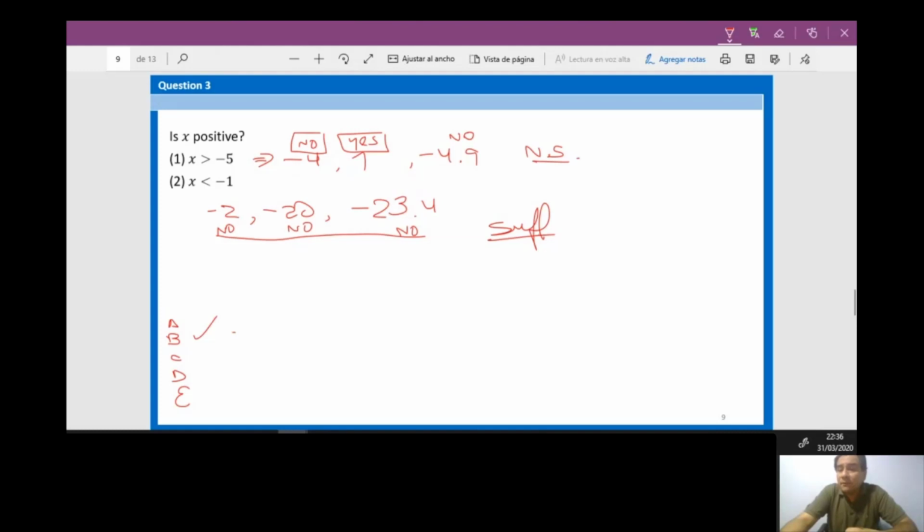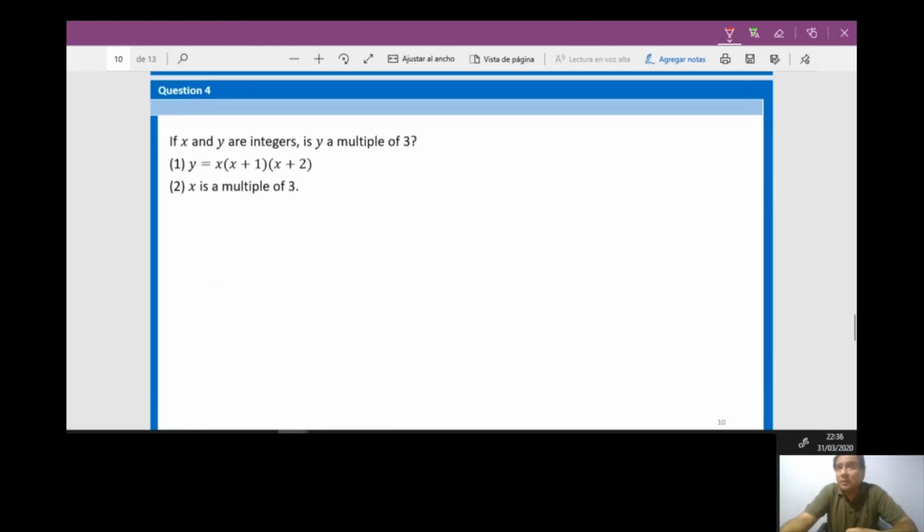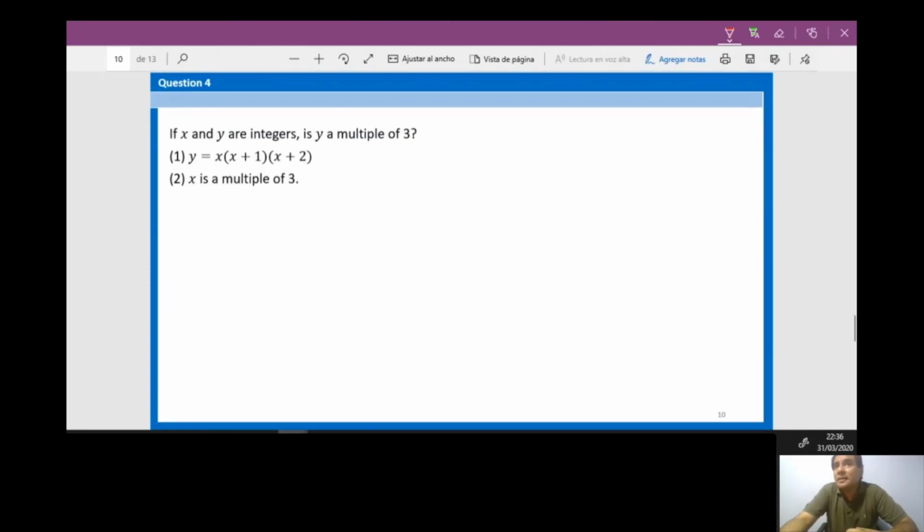Okay? Finally, people, let's take a look at a very interesting example. Question 4: if x and y are integers, is y a multiple of 3? Sometimes when people take a look at questions with variables, they tend to make a common mistake. Look, here there is a statement 0, but the only thing it says is that the variables are integers.